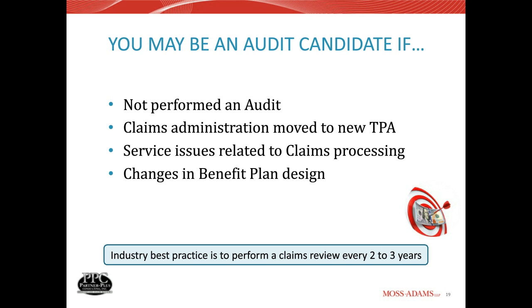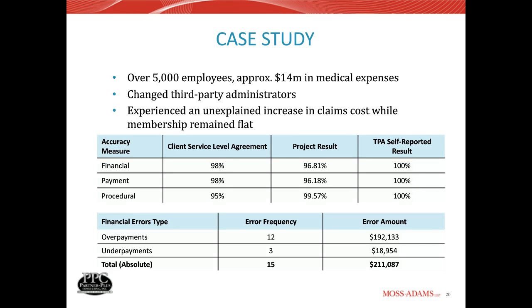Okay, we're going to go to the next slide and talk about a quick case study. I won't speak to it in great detail, but I'll speak to it briefly. The background for this client was that they had a $14 million claim spend. They really didn't know the reason for an increase in the cost, and we found from our review that they were not meeting their accuracy metrics. It was well below what they reported and well below their performance standards. And we were also able to find overpayments of nearly $200,000.